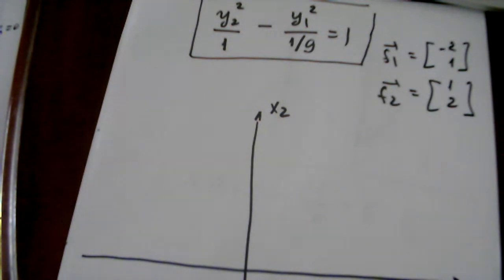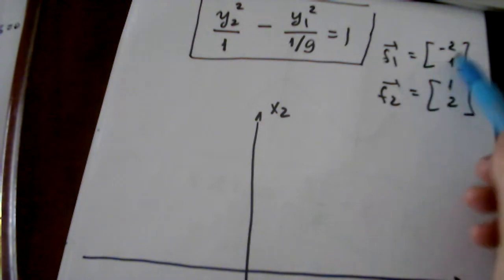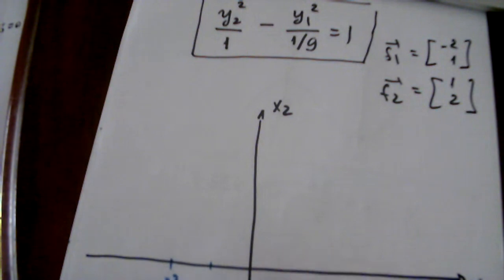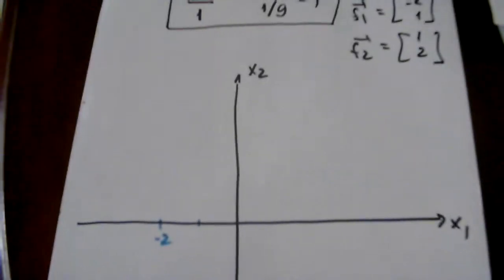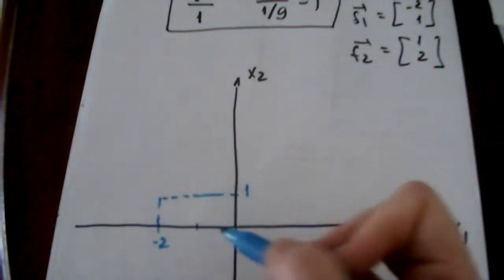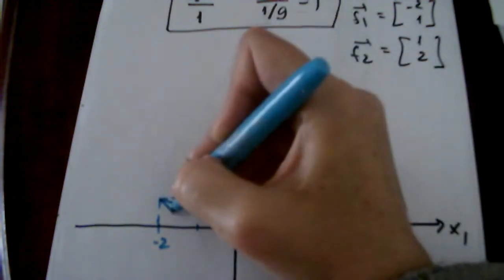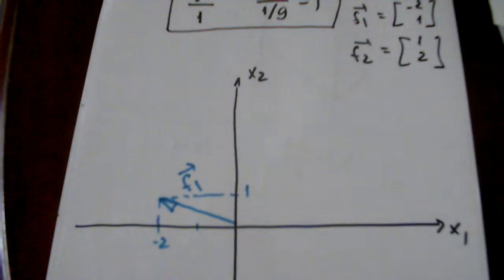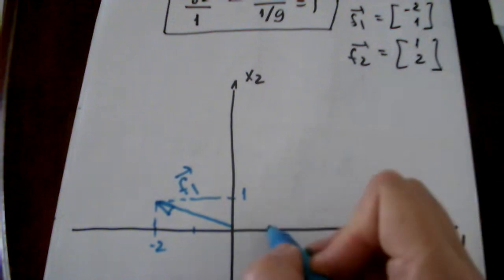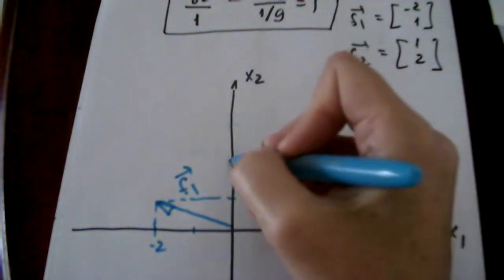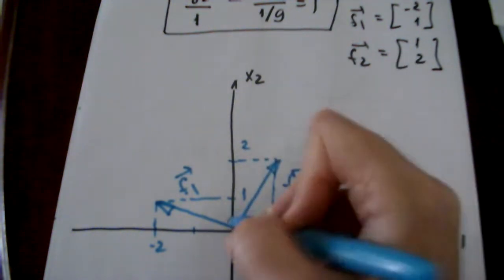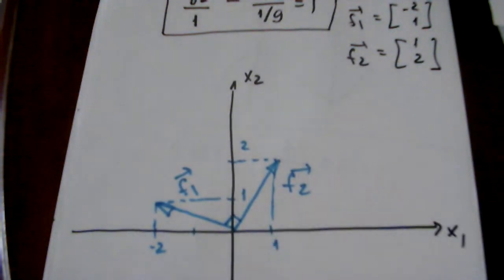How to plot vectors if we have their coordinates? Very easy. Let's have a look at the first vector. The first component is minus 2, so you need to mark minus 2 here along the x1 axis. And the second component is 1, so we mark 1 here. This point with these coordinates will be the end point of the vector F1. The same technique we apply to the second vector. The first component is 1, so we mark 1 here, but the second component is 2 this time. So 2, and this is the end point of another vector, F2. And as you can see, they are orthogonal.